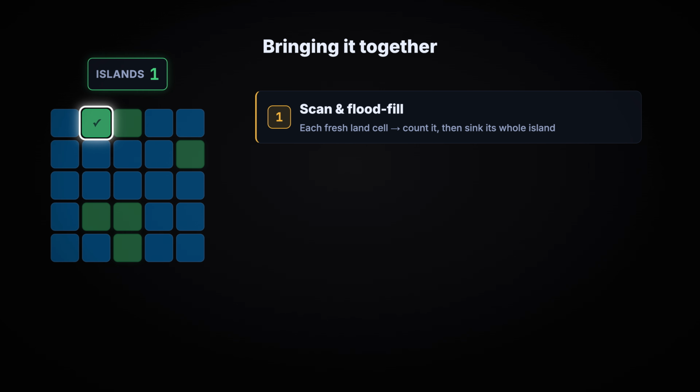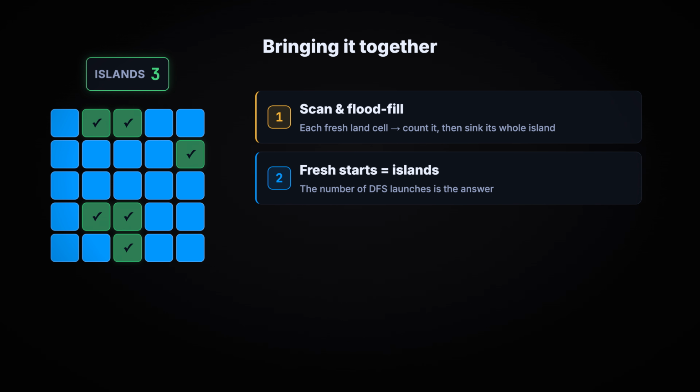Let us bring it together. The whole solution was 3 moves. Walk the grid, count each fresh piece of land, and flood fill it so we never count it twice. The number of fresh starts equals the number of islands. That is the entire algorithm.